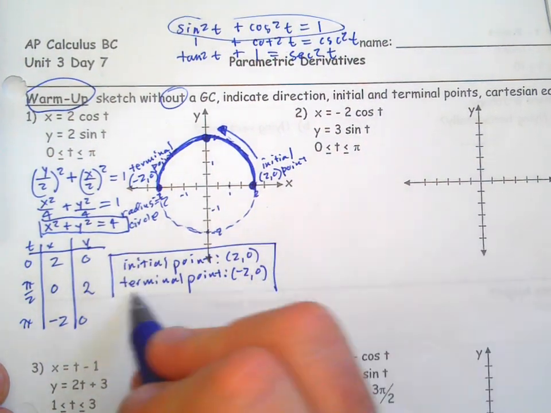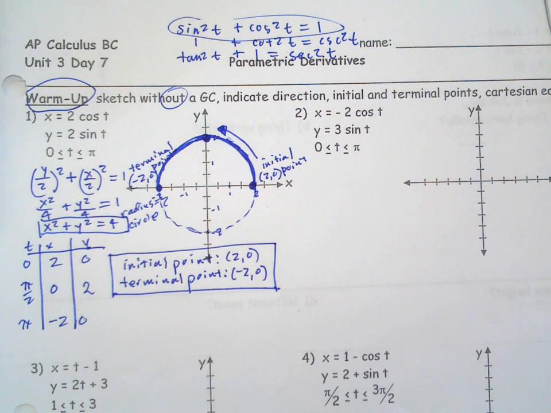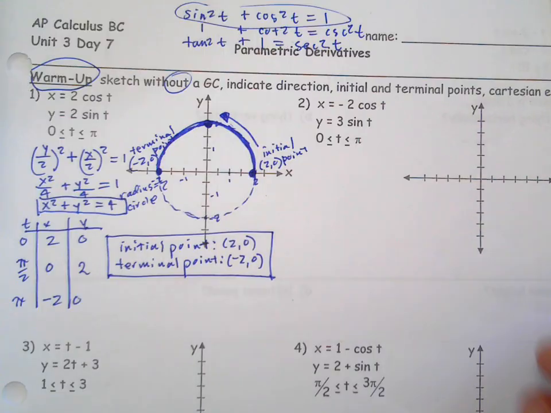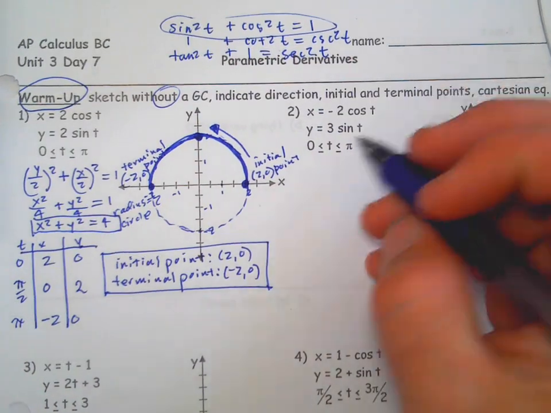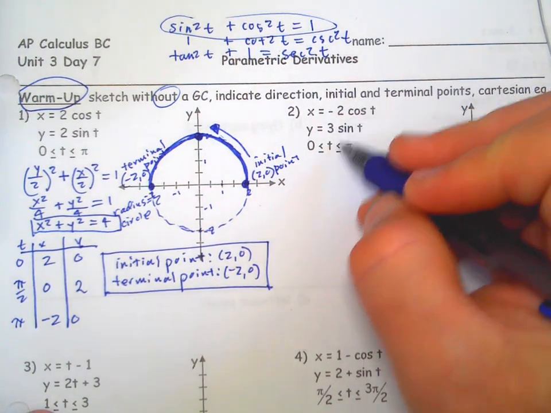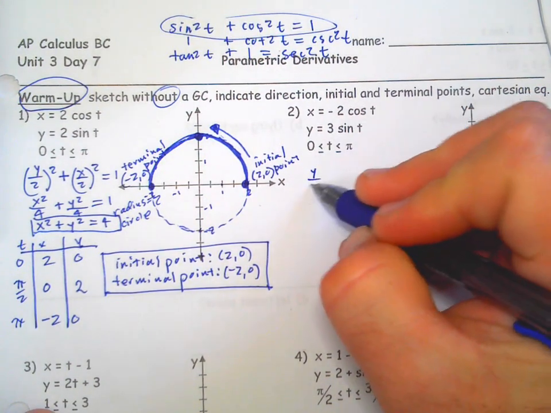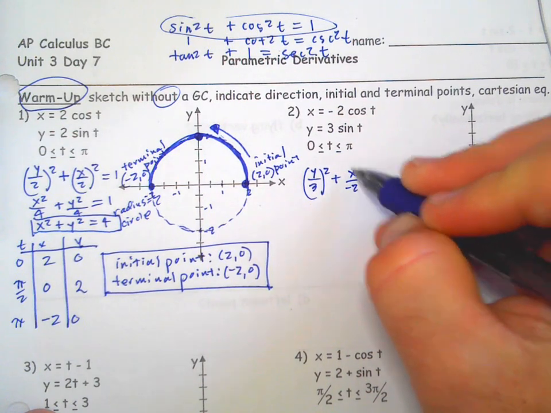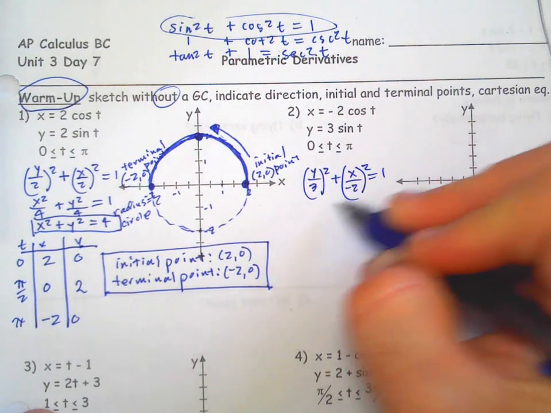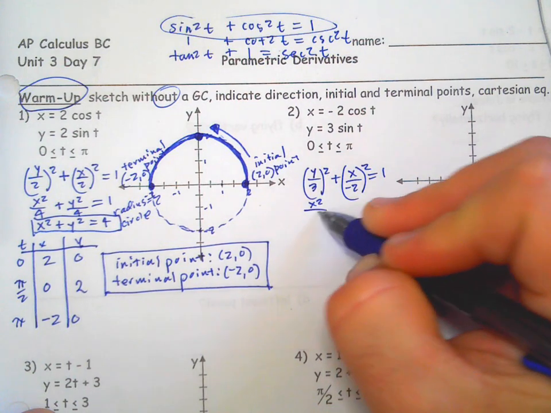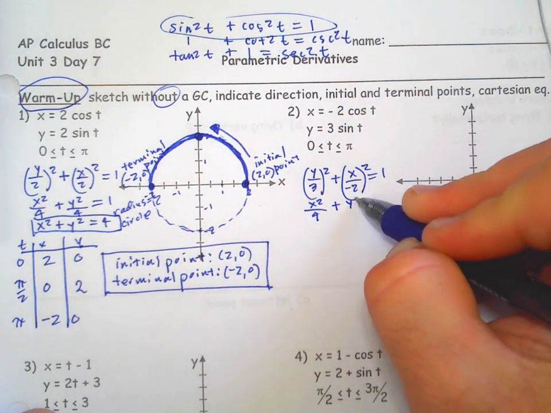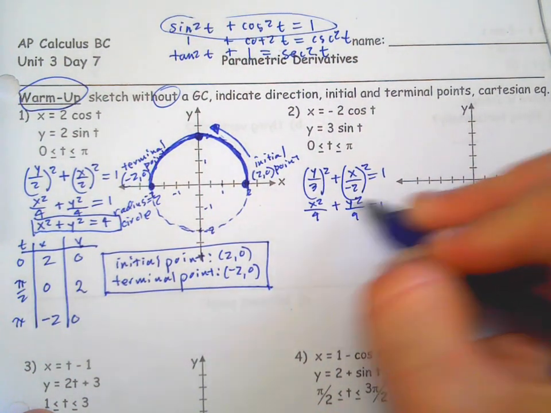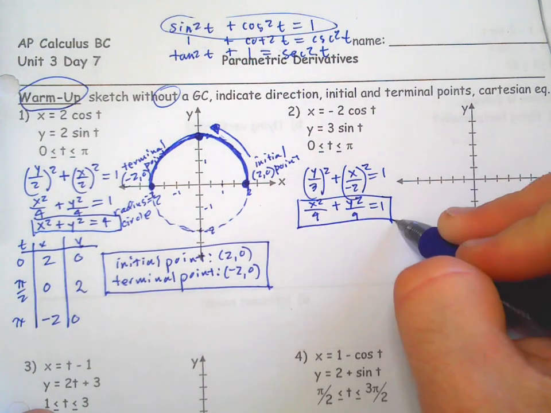Okay, so that's the first one. Next one looks very similar. Let's see if there's any differences. So it's going to be y over 3 squared plus x over negative 2 squared equals 1. And we're going to say x squared over 4 plus y squared over 9 equals 1. So that's your equation.